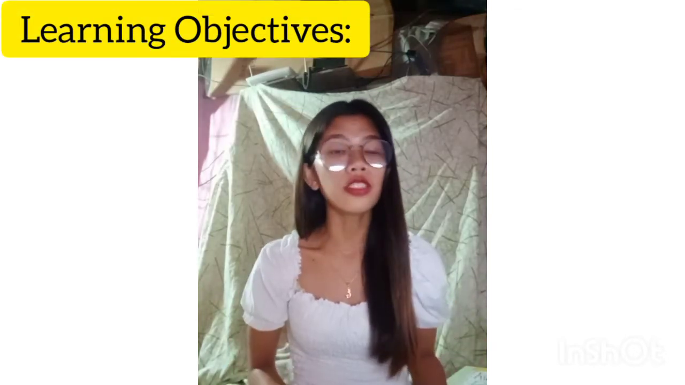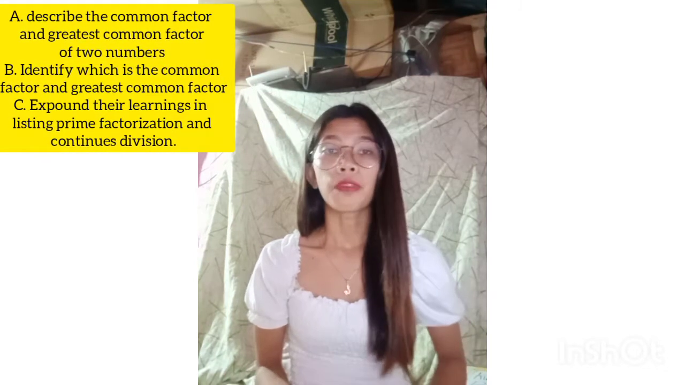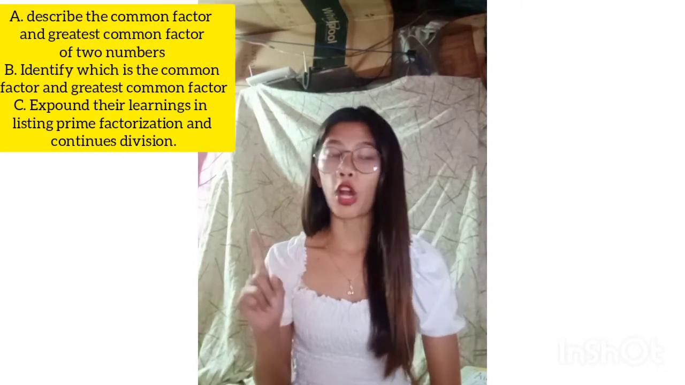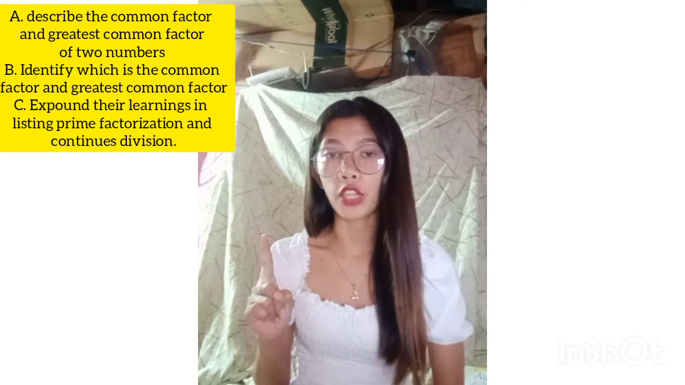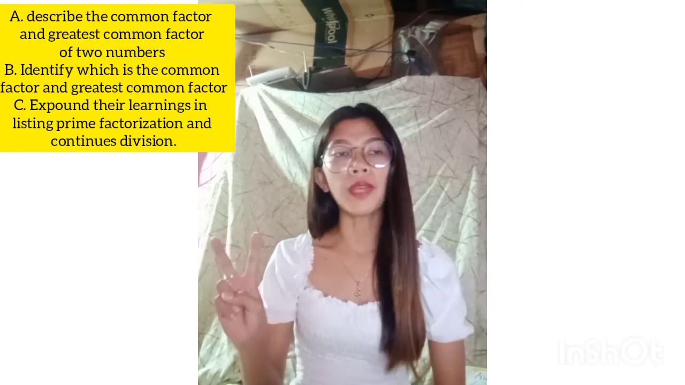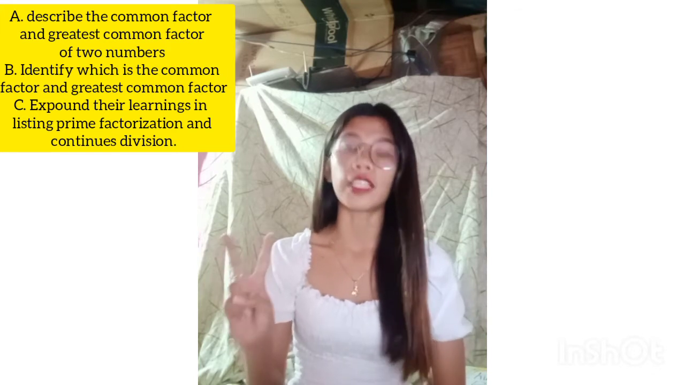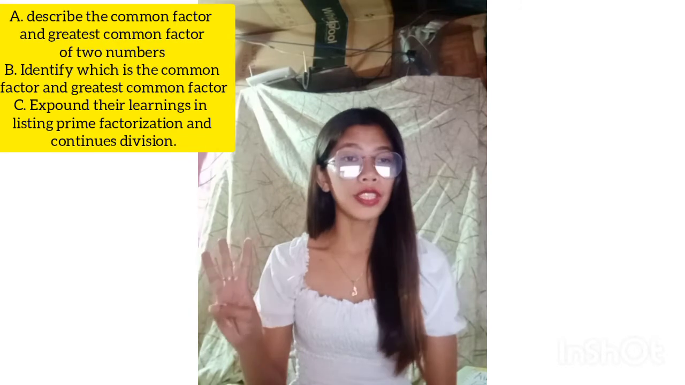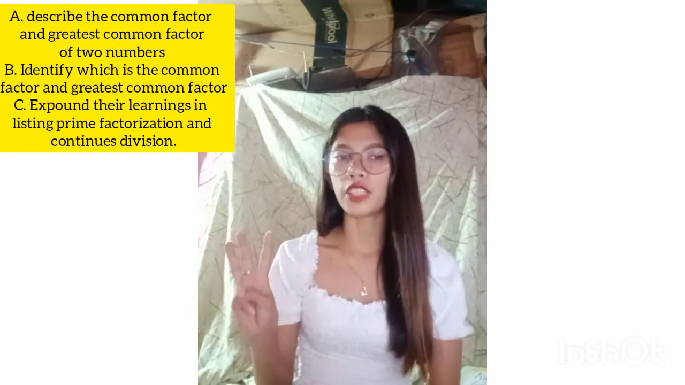And the learning objectives are that at the end of the lesson, students will be able to: first, describe the common factor and the greatest common factor of two numbers. Second, identify which is the common factor and the greatest common factor. And third, expound their learnings in listing, prime factorization, and continuous division. Okay, let's wait for the discussion.